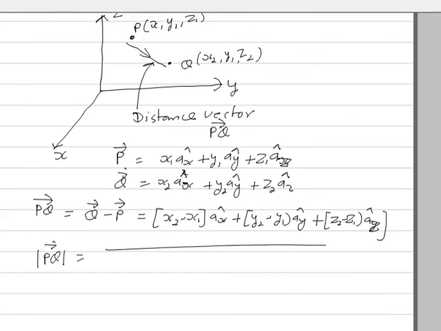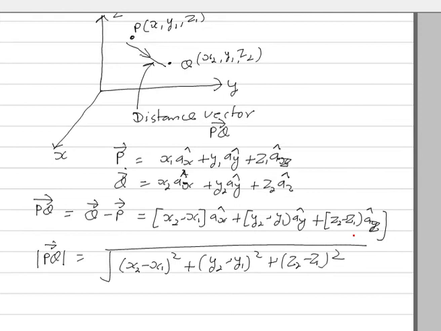Under root (x2 minus x1) square plus (y2 minus y1) square plus (z2 minus z1) square. So with the help of this expression you can determine the magnitude of the distance vector which is generated by the two vectors.